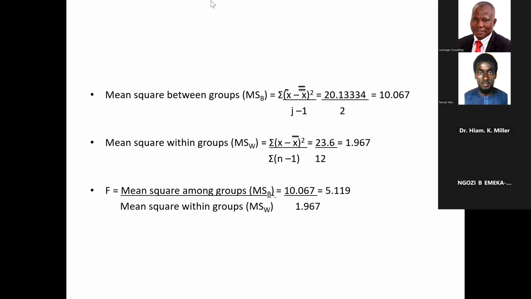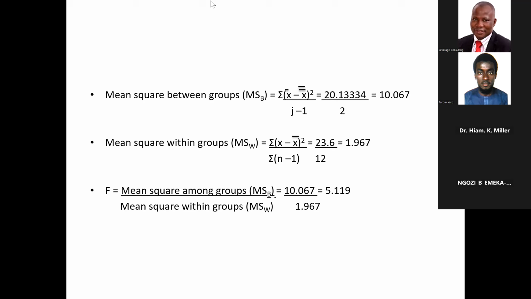The first one, what does it mean? Sigma just means the x bar minus x double bar that you did before, group mean minus grand mean squared, over number of groups minus 1. J is number of groups, minus 1. That's why if you look at it now, this one, 20.1133 over 2, gives us 10.067. This first one is the mean square between.